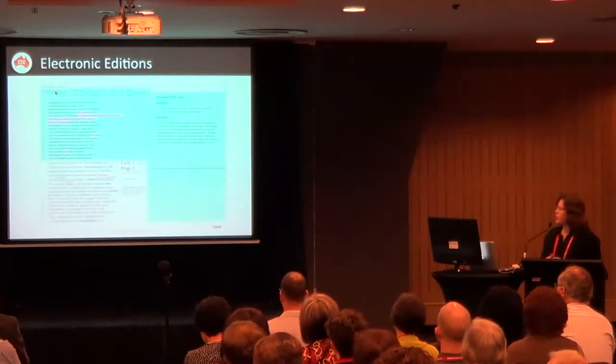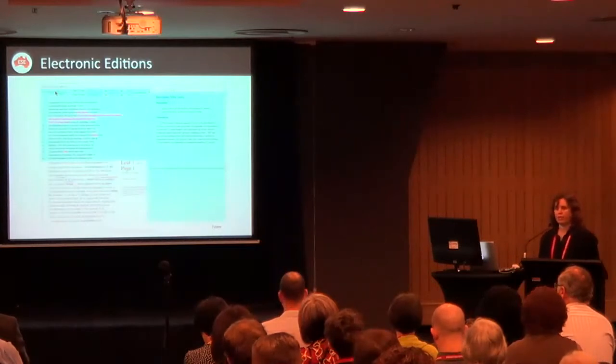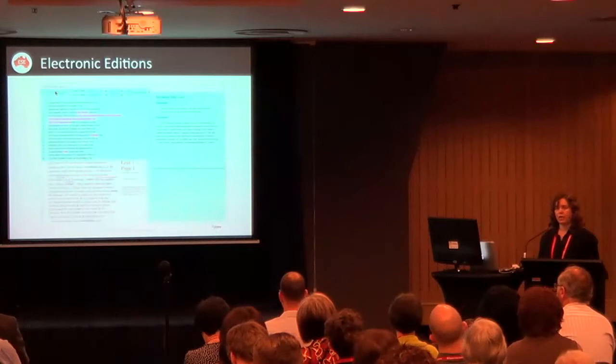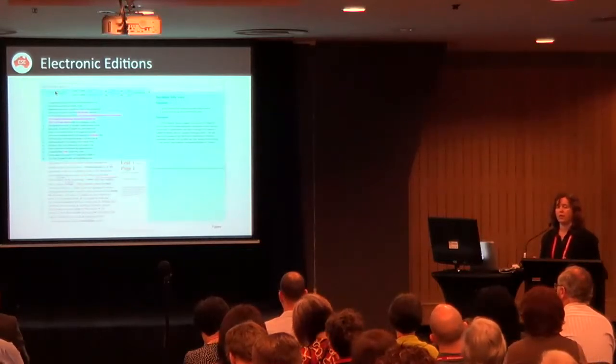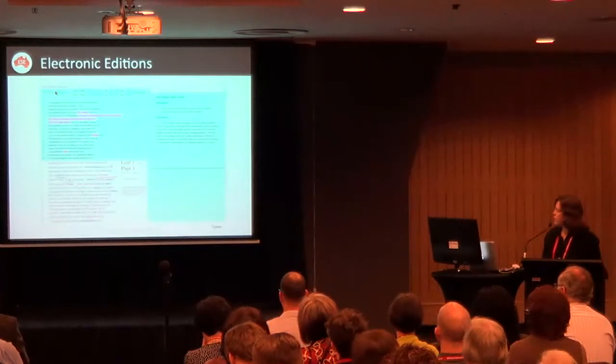The examples that I just showed you were from print editions, and traditionally that's the form that publication has taken in scholarly editing. But we have seen a number of electronic editions since about the early 90s. Electronic editions have been developed, first of all on CD-ROM and then later online. And this is a screenshot from Herman Melville's Typee, which is one of the online editions.